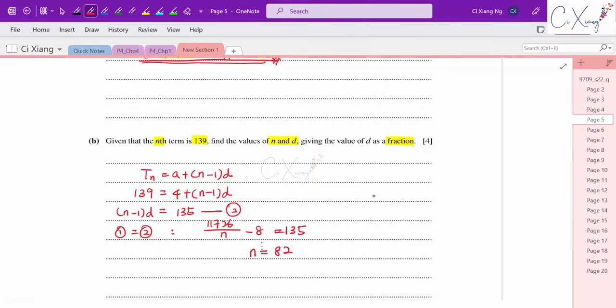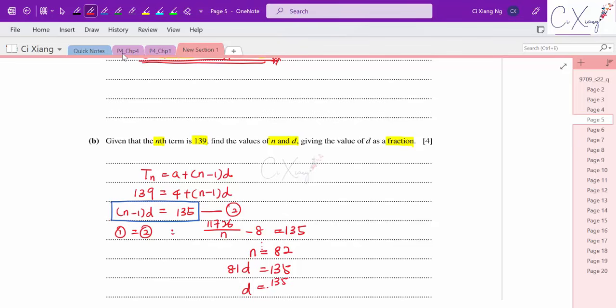And now they want us to get the value for d. To get the value for d, I will try to get it from this particular pattern that we have here, or maybe equation number 2. Okay, so maybe I'm using this equation number 2. I will substitute the value of n into this equation number 2, where I will have 81d equals 135.